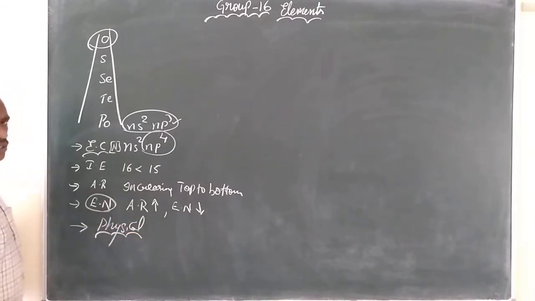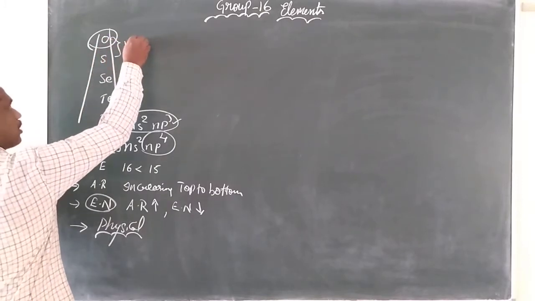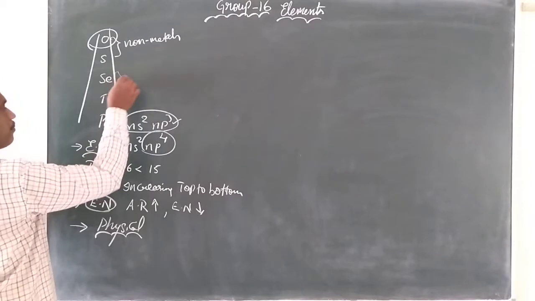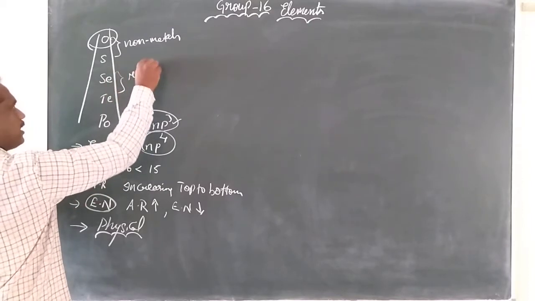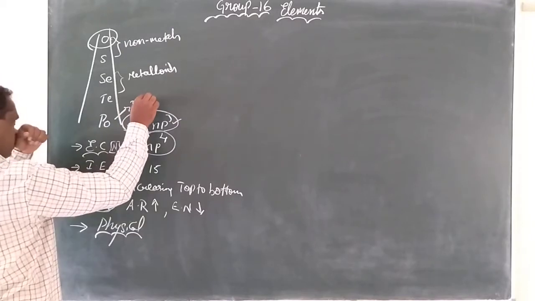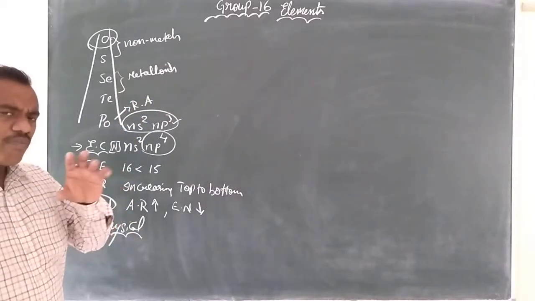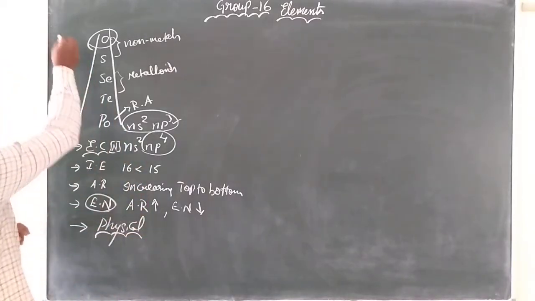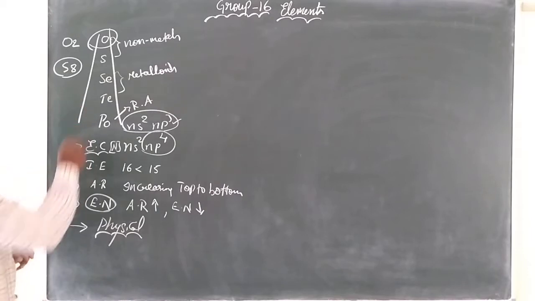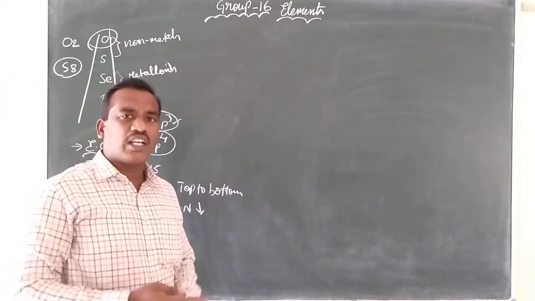What are the physical properties of these elements? Oxygen and sulfur are non-metals. Selenium and tellurium are metalloids. Polonium is a radioactive element. Here, oxygen, how does it exist? It exists as a diatomic molecule. Sulfur exists as an octatomic molecule, meaning atomicity is more in the case of sulfur.